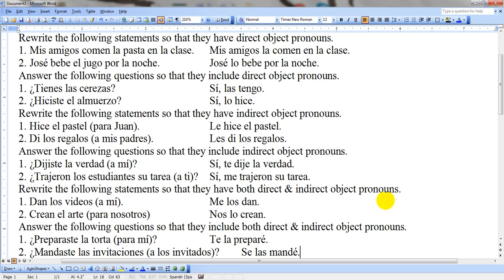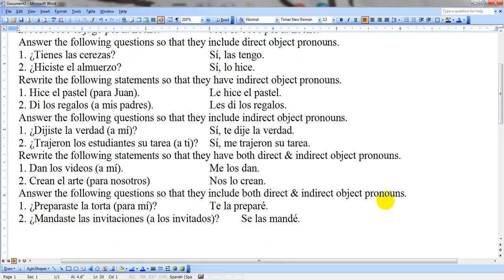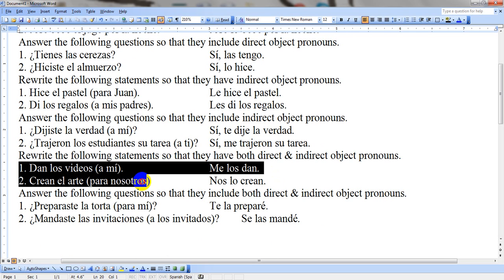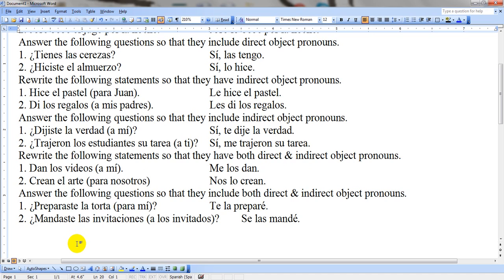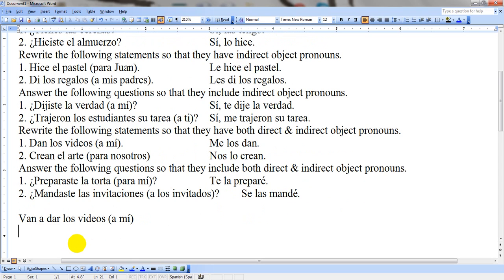I'm going to do one more for you just in case, just two more if you want to stick around. Let's say we have two verbs in the sentence, so I'm going to redo these two right here so that they have two verbs in the sentences. So I have they give the videos to me. Instead of saying they give the videos to me, I'm going to say they are going to give the videos to me. And the reason I want to do this is because when you have two verbs in a sentence, then you have two options with where you can put your pronouns.